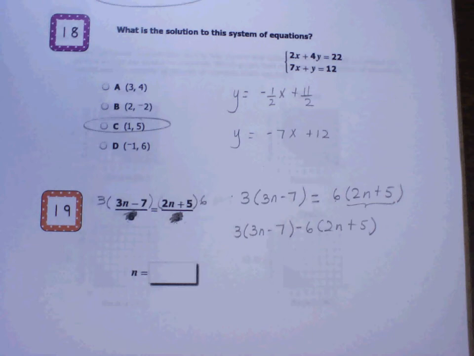What do we got? Negative 17. Very good. Negative 17. Yay? All right. Next one.